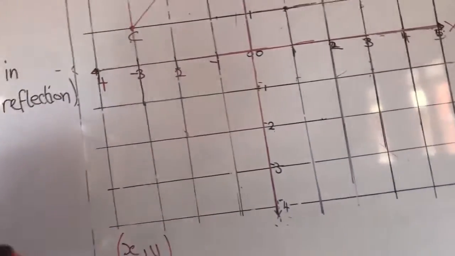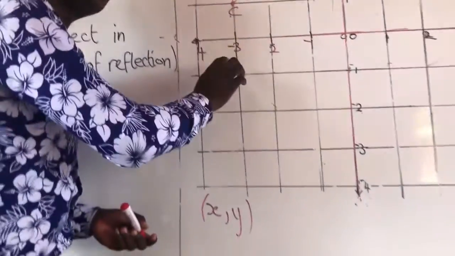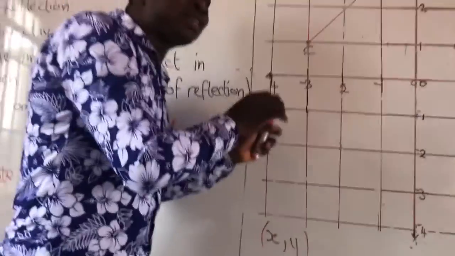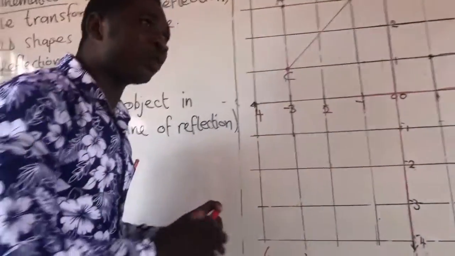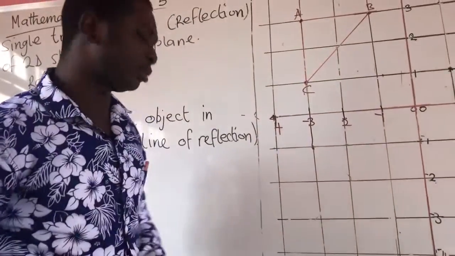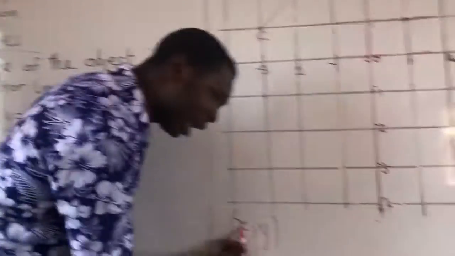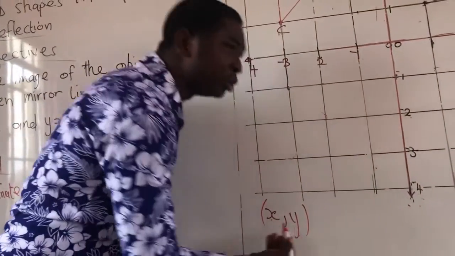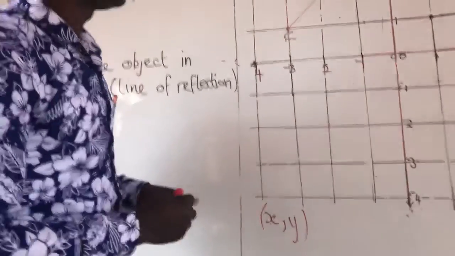So this is how it looks like. So you come to the x line, and then the coordinate is the meeting point of x and y. That's what the coordinate is. So you first write the x value before the y value. The x value before the y value. So let us quickly write it from A.